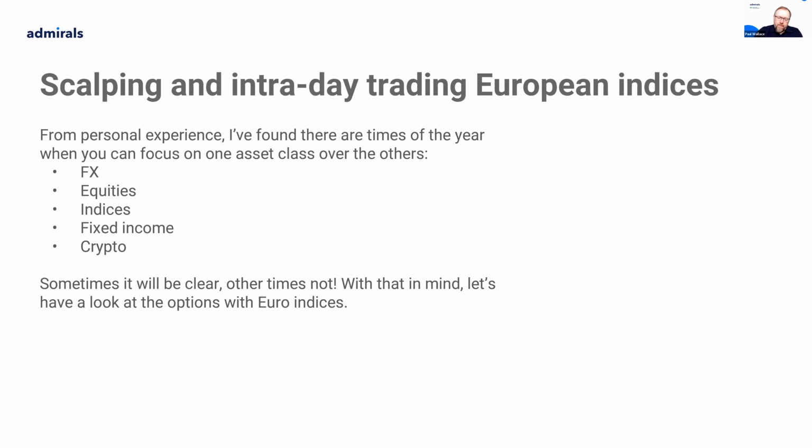So, when we look at the assets, the instruments, you can scalp pretty much anything, but today we're going to focus on European indices. And what I found over the years, and 2022 so far has been the same, is that there are times of the year where there's more action in one particular asset class over the others. So there will be times when FX is better than equities, indices, fixed income, and crypto.